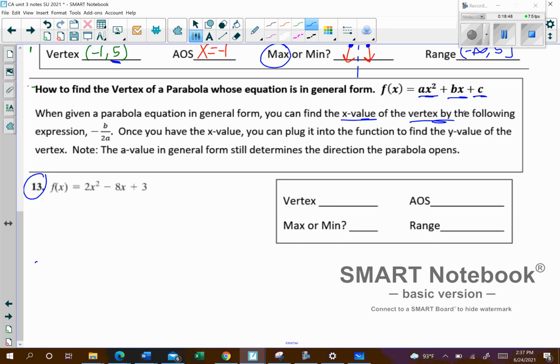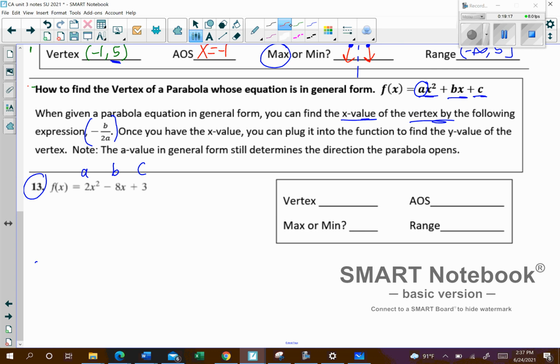So if we use the x value of the vertex by using the following expression right here: -b over 2a. Once you have the x value, you can go ahead and just plug it in, and then you can find the y value of the vertex. And then note, the a value in general form still determines the direction of the parabola. So the a value in front will still determine whether it opens up or down.